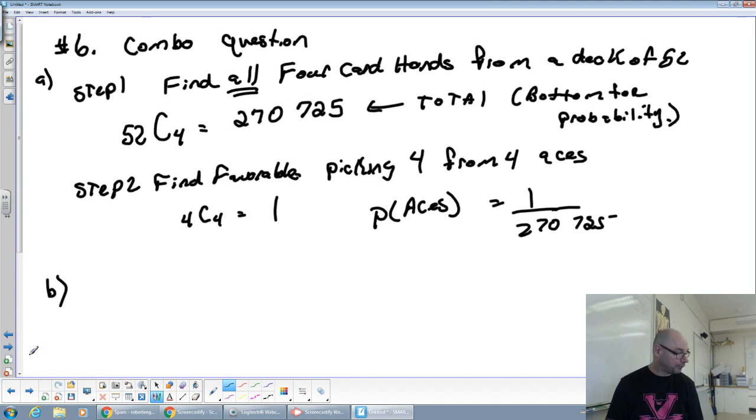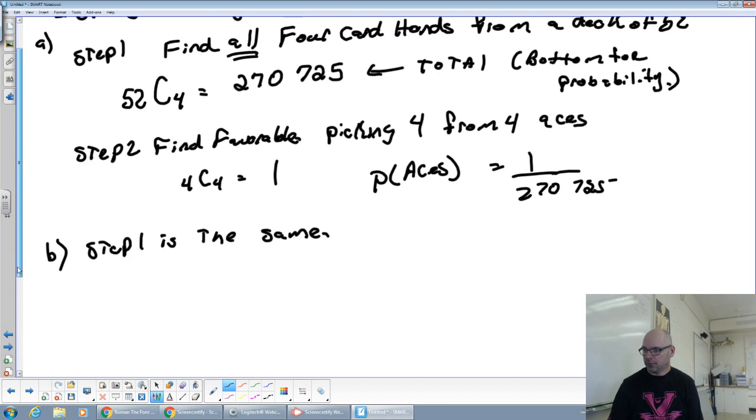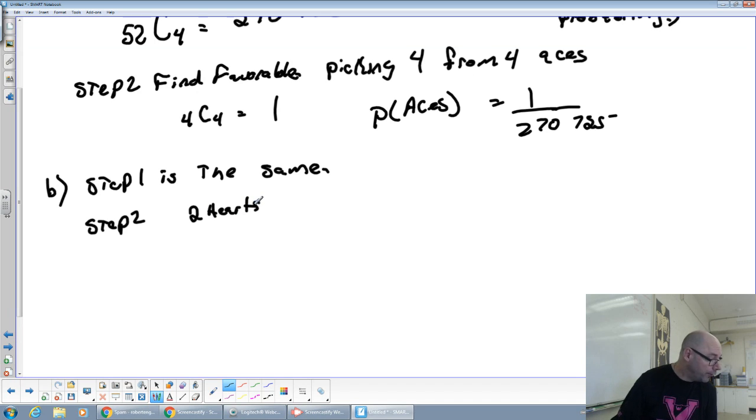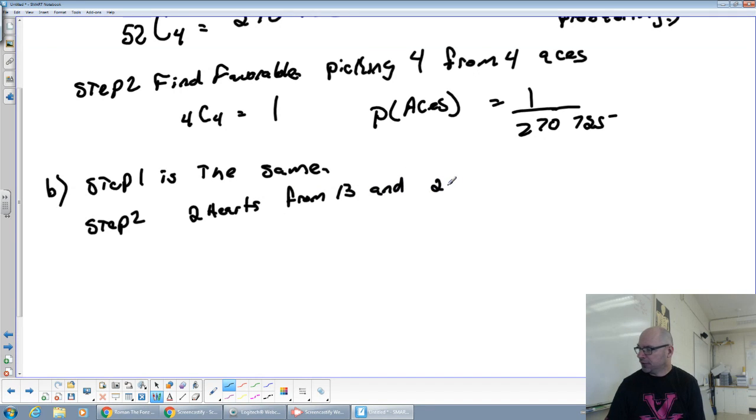Okay, B, getting 2 hearts and 2 diamonds. So the bottom stays the same. Step 1 is the same, so it's the same 52C4. Step 2, you need 2 hearts from 13 and 2 diamonds from 13.